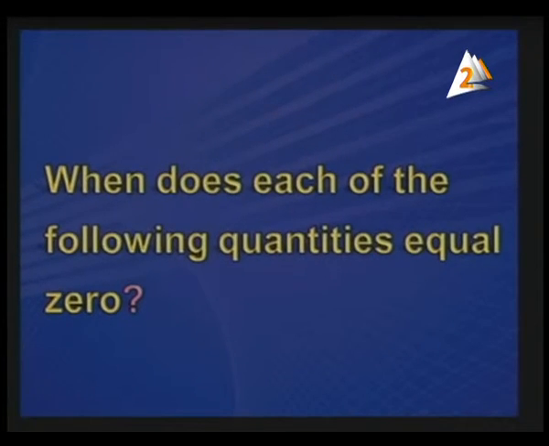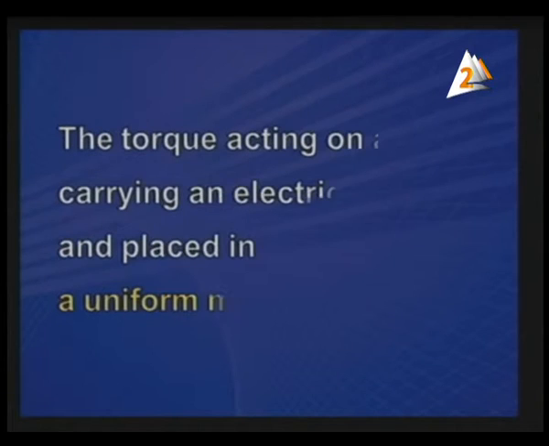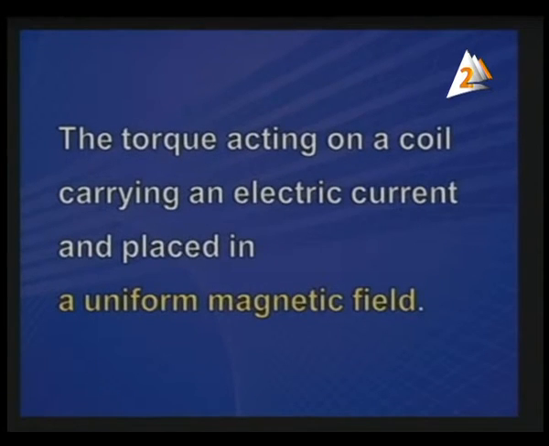When does each of the following quantities equal 0? We want you to mention in what position each of the following quantities will be equal to 0. The torque acting on a coil carrying an electric current and placed in a uniform magnetic field. We want you to mention when the torque is equal to 0. Is it in the vertical position or in the horizontal position?